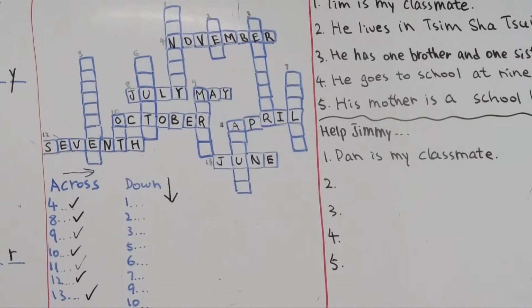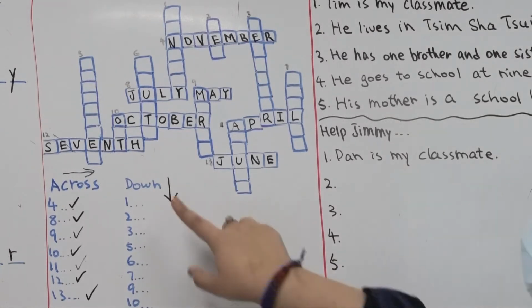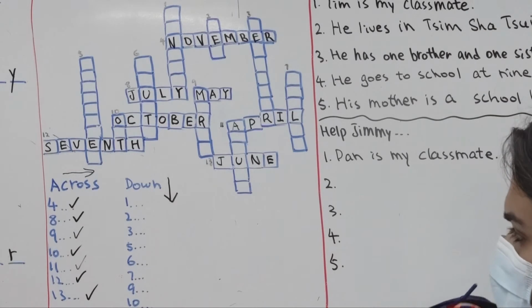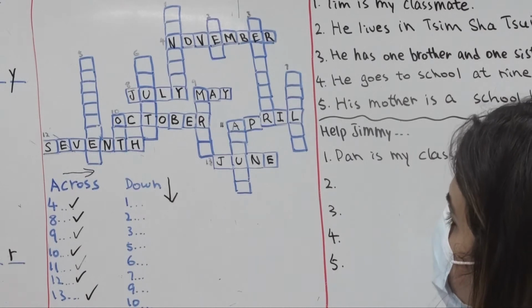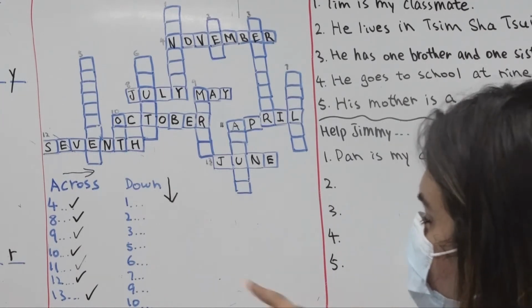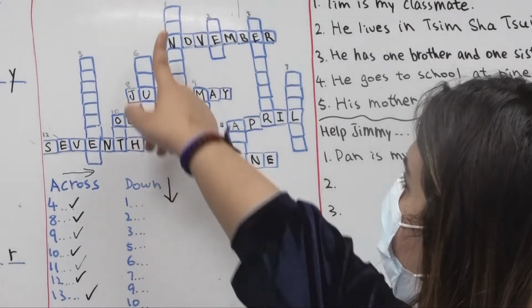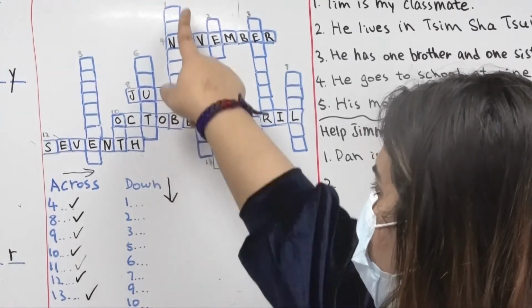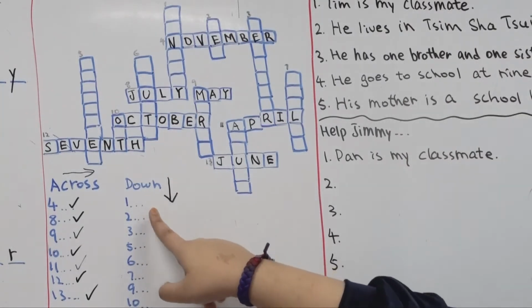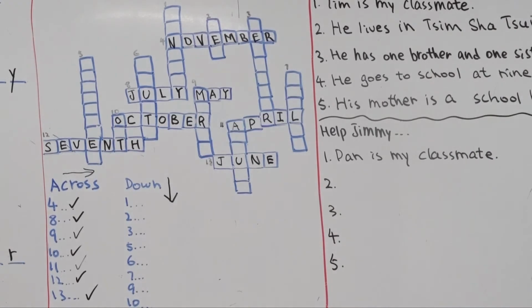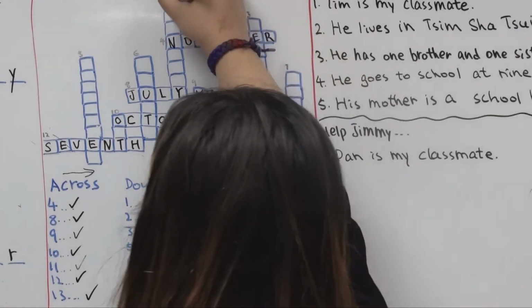So I'll do two more sections for down, and the rest of you try to do it by yourself, okay? Because I'm so done with it. Now, down number 1. So which one is down number 1? Yes, here, down number 1. It goes down, right? So let's read. The month before February is very easy. It's the first month of the year, right? That is January.